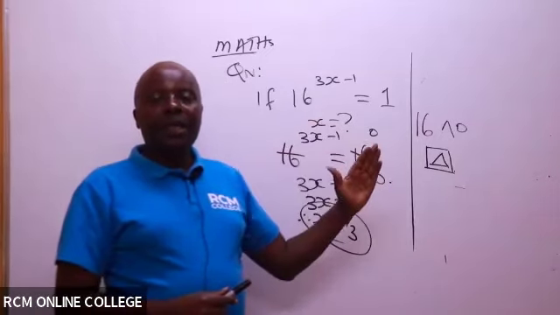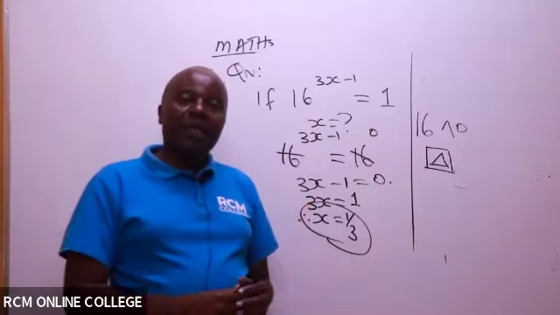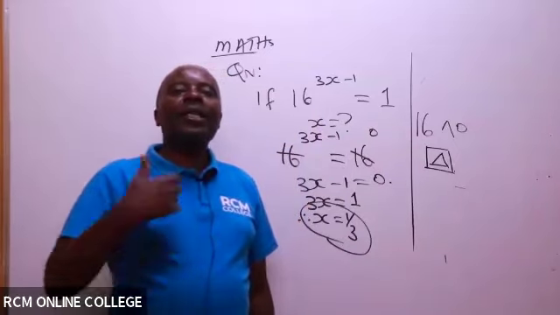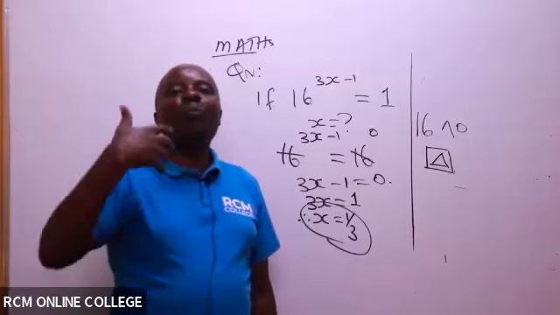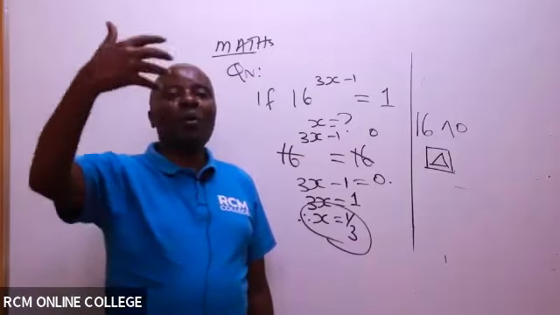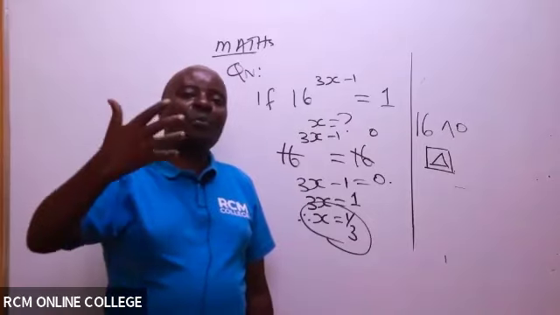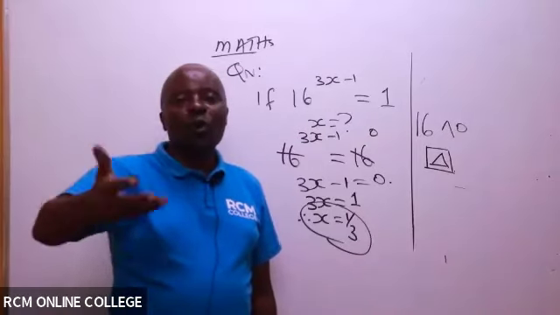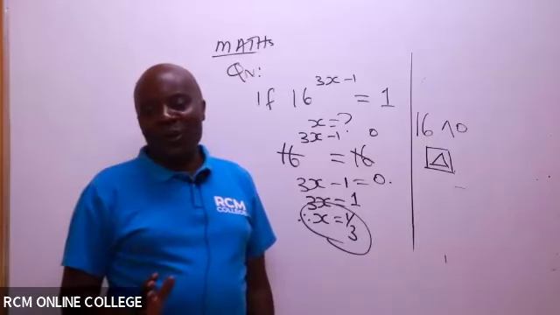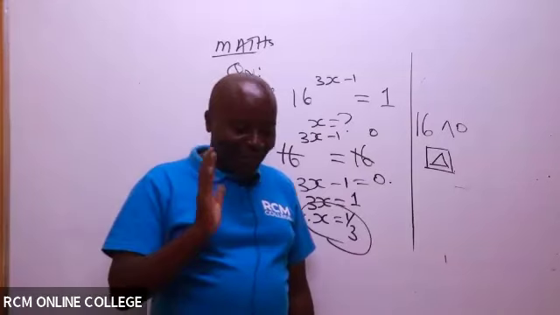So the big take home from this is the fact that any number that is raised to power 0 will always be equal to 1. Understood? Thank you very much.